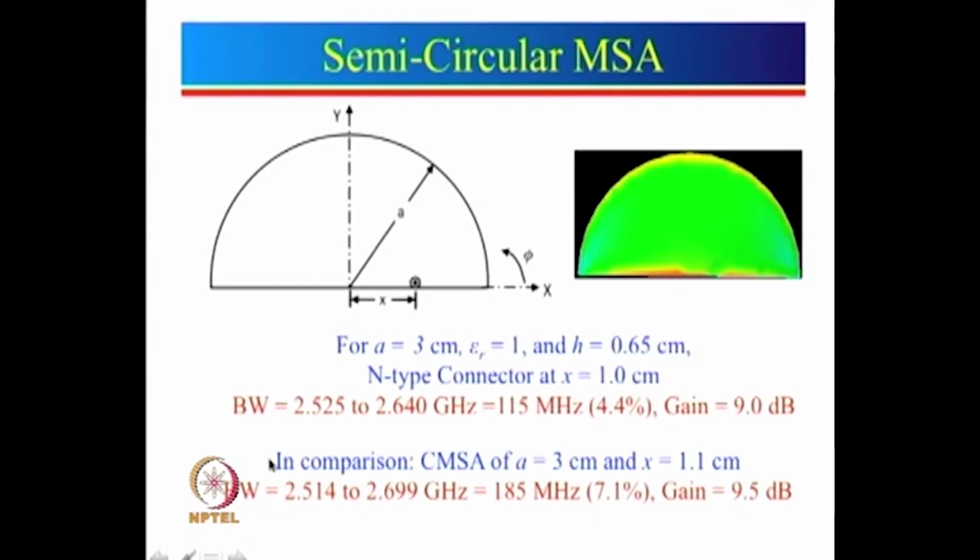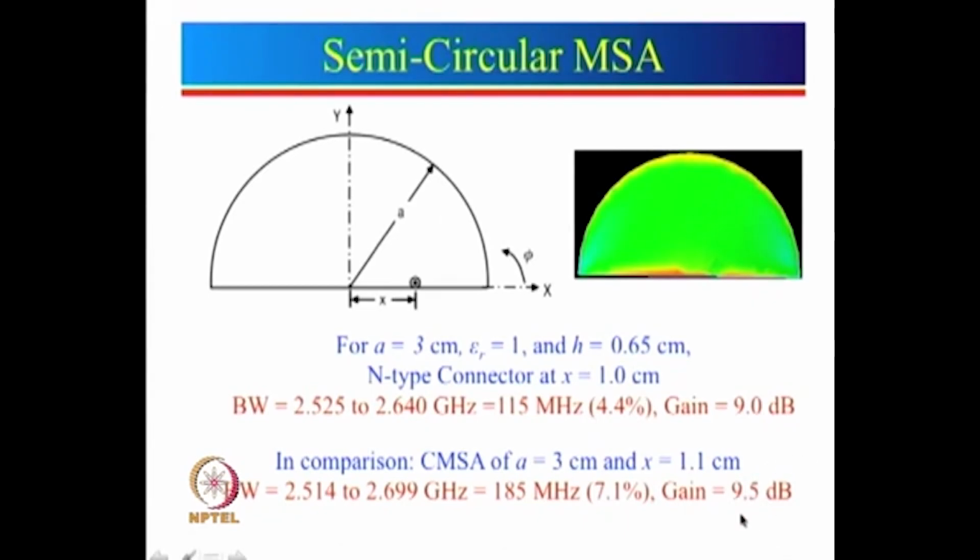For this particular case here, the bandwidth is from 2.5 to 2.64, which is about 115 megahertz, and the gain is about 9 dB. We have done the comparison with the circular microstrip antenna of the same type. The feed point is slightly different compared to the feed point for the semicircular microstrip antenna, and the gain over here, of course, is much larger.